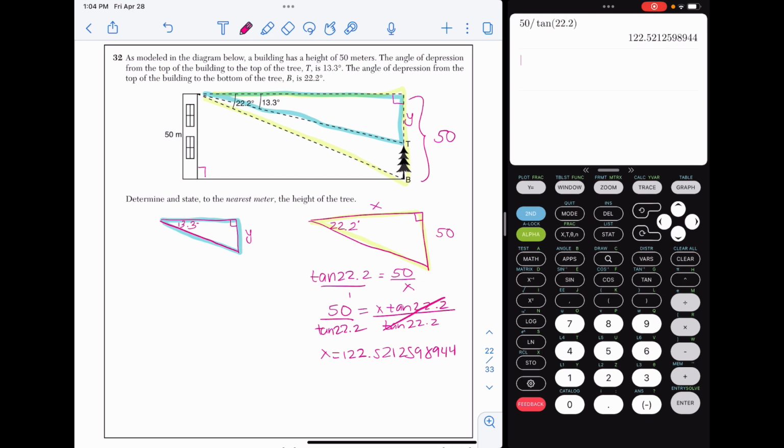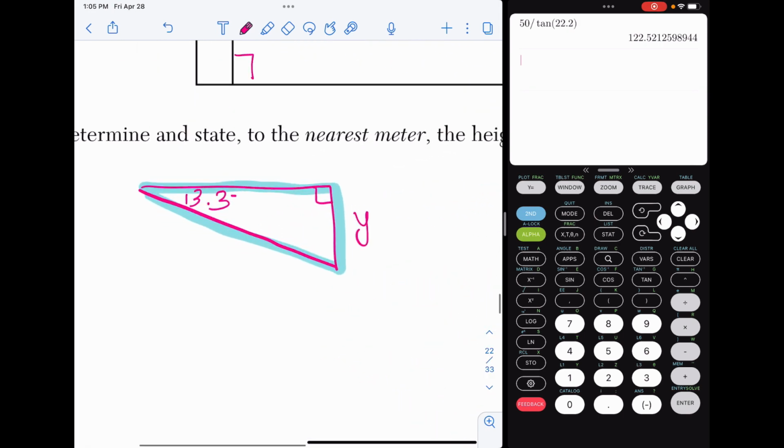I am not going to round this value. The reason is it's not my final answer. It asks us to round to the nearest meter the height of the tree. This does not represent the height of the tree, so I'm just going to leave all of those decimals in there. So I could copy that value up onto the big picture, or if you prefer just working with the new picture, you could copy that value over here too.